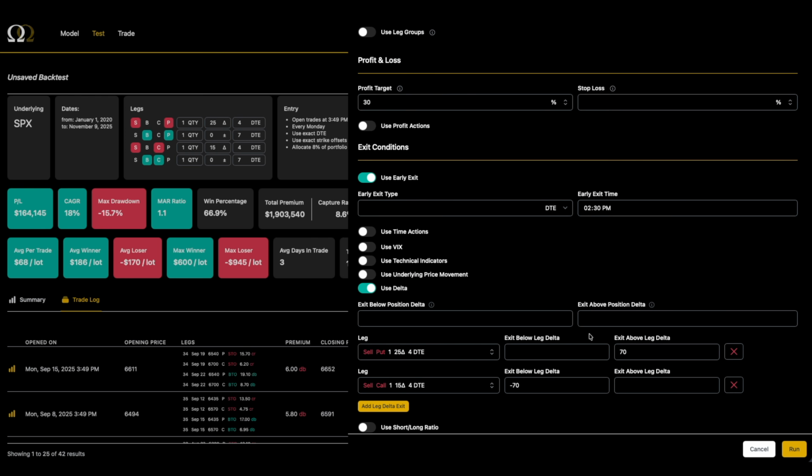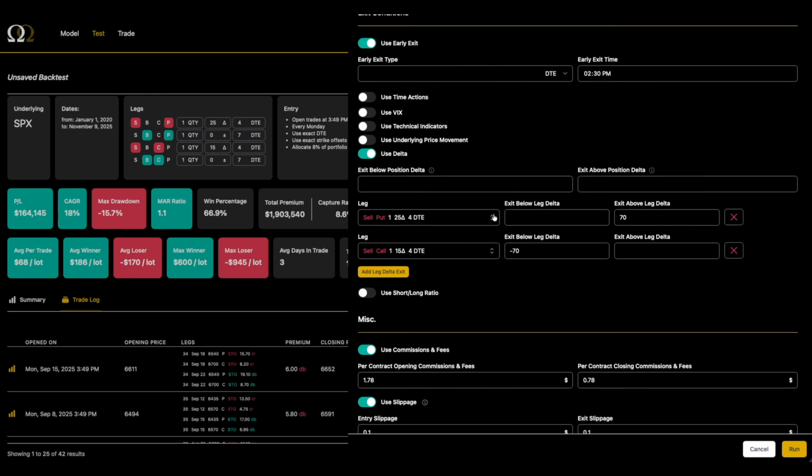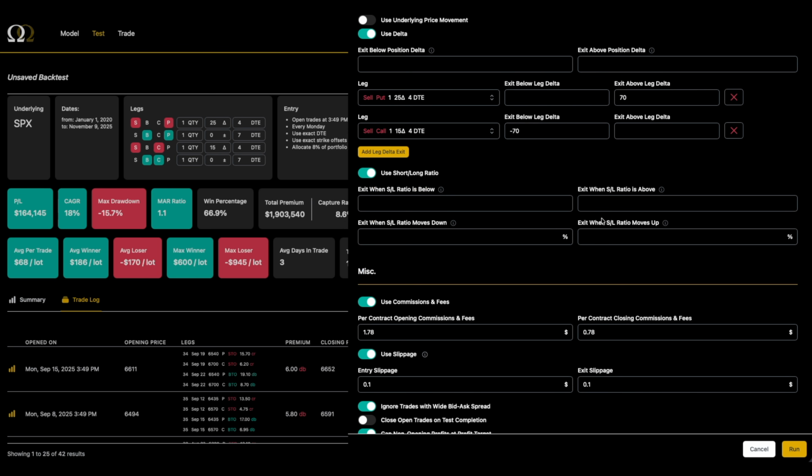And let's do this as well. Let's look under the exit conditions here, and let's do the short long ratio here. There are two different things. Exit when the short long ratio is below something. That's been around for a while. Let's try one of the new ones.